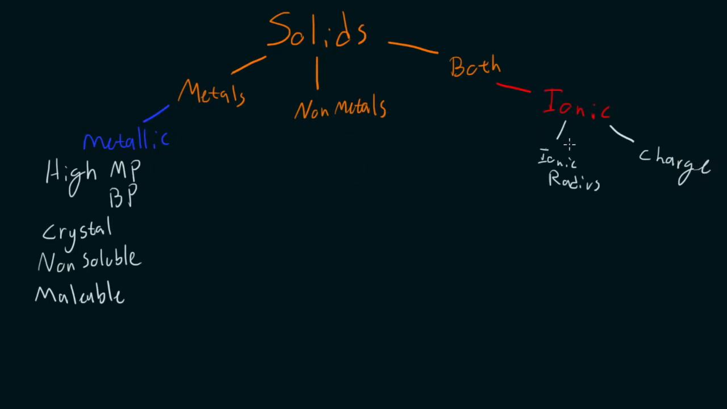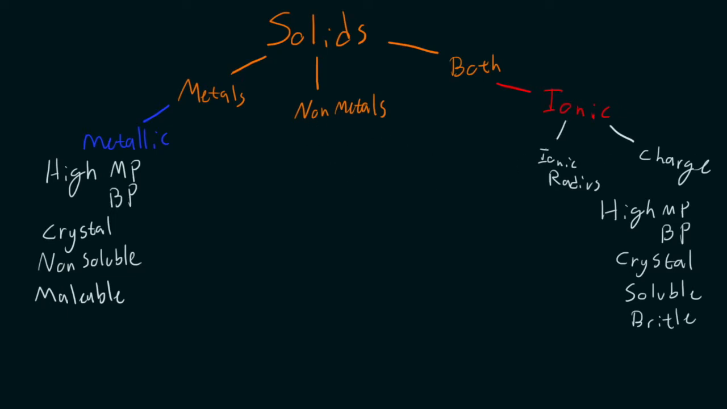Okay, so ionic solids are also going to have high melting points and high boiling points. They're going to be a crystal structure, but they're often going to be soluble, and they're going to be very brittle. If you hit an ionic substance with a hammer, it is going to shatter. It's not going to bend, it's going to break. All right. So those are the two easiest ones to identify, metallic and ionic.